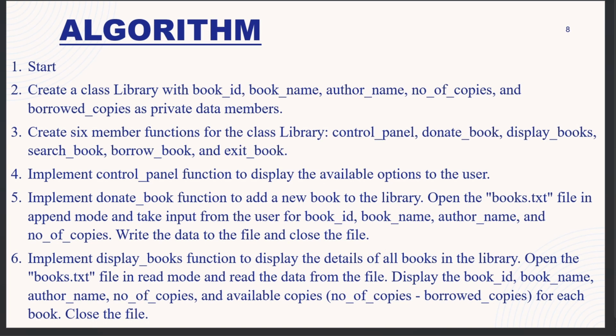The borrow book function allows the user to borrow a book. It takes input from the user for the book name to borrow and opens the book text file in read and write mode. The file then searches for the book name. If the book is found and the number of copies is greater than 0, the number of copies decreases by 1 and the borrowed copies increase by 1. Then it displays a message, book borrowed successfully.